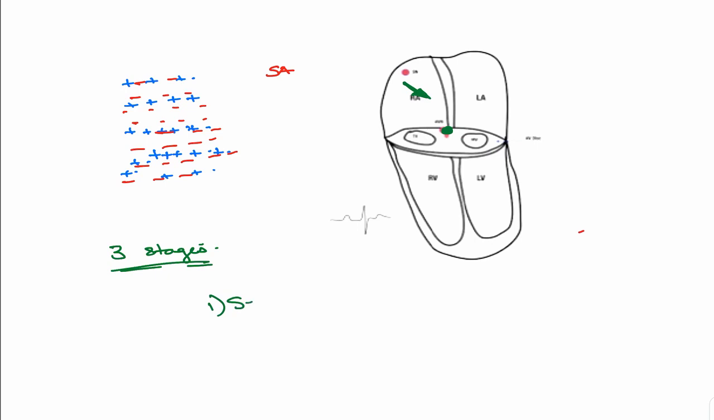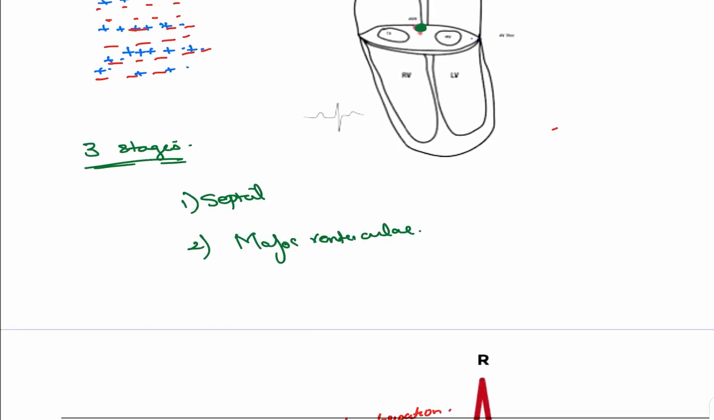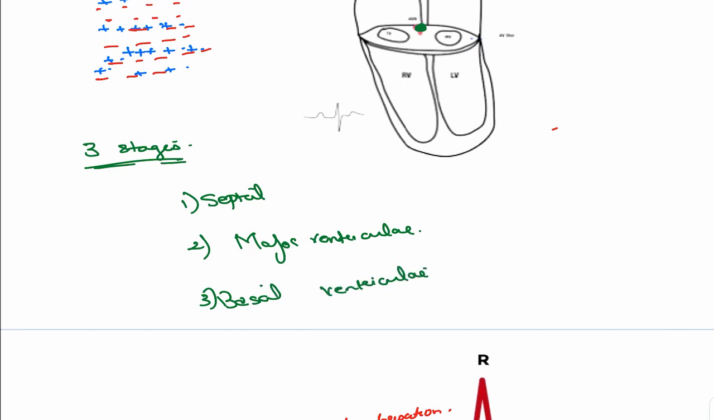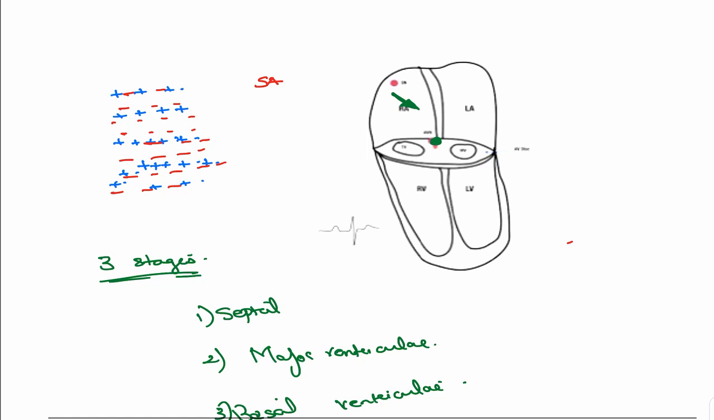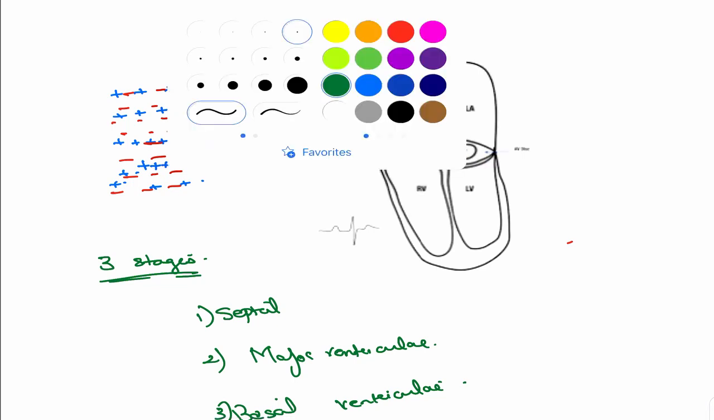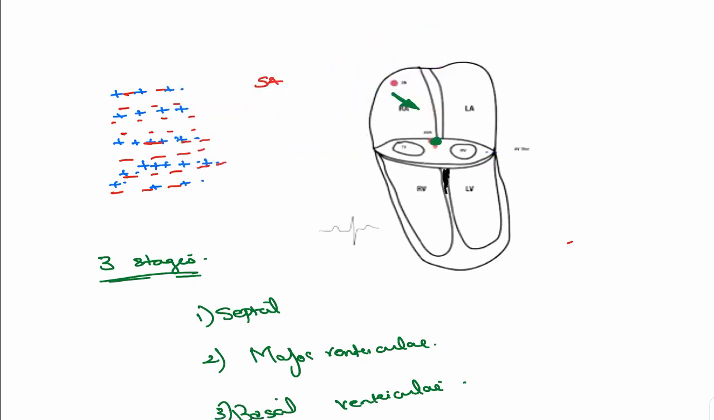Just write it down. One is the septal stage. The septum gets depolarized, followed by major ventricular depolarization, and finally basal ventricular depolarization. Don't worry, I'll tell you what it is. Now, where is the septum? This is the septum. The black I'm drawing, this is the septum of the heart.